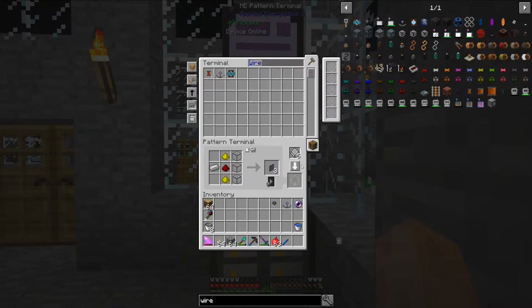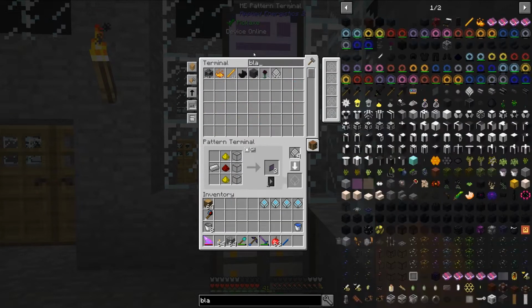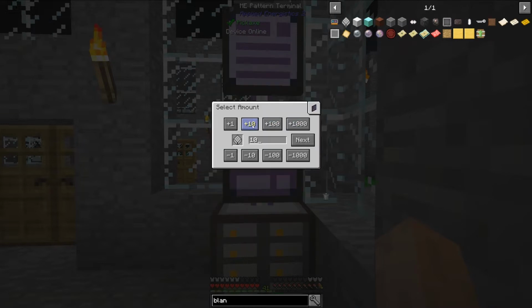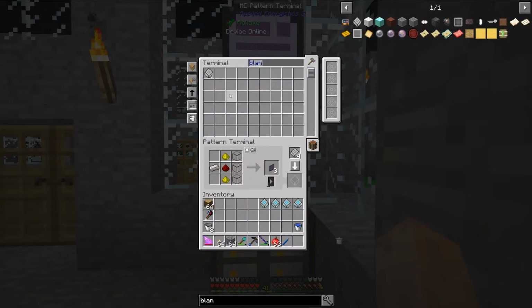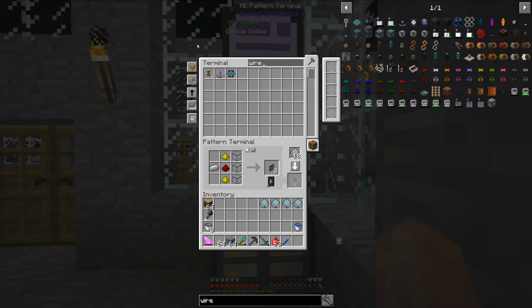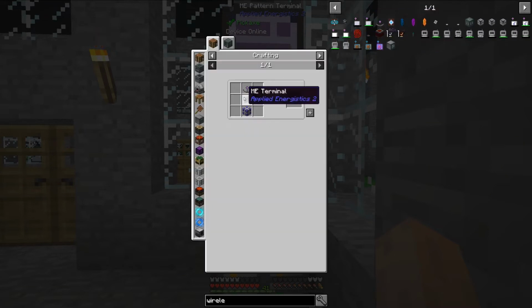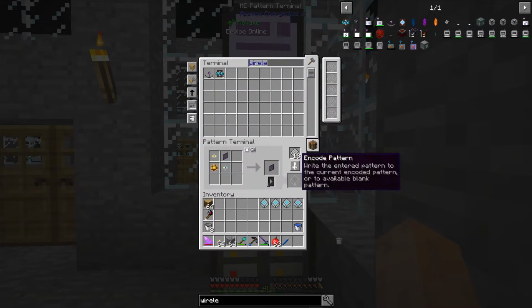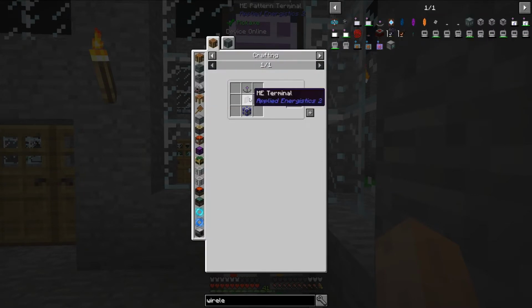So let's make some of these illuminated panels, and I am going to automate everything I can along the way. I should be able to craft these blank patterns here. I do have everything I need, so let's drop more of those in there. And then we can actually get back to this. Okay, so there's an ME terminal. And then I have these two things, but I need a dense energy cell.